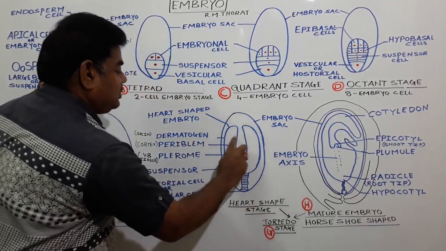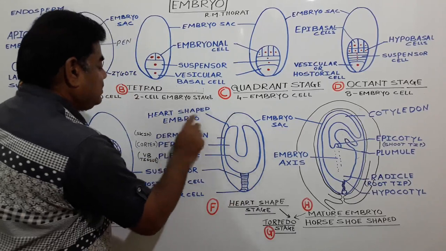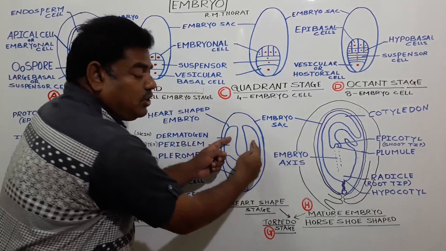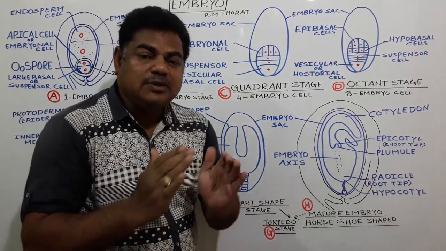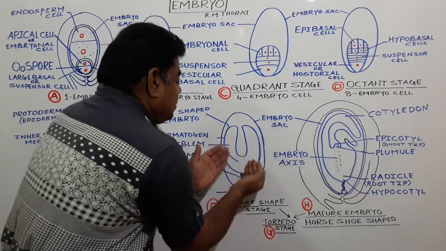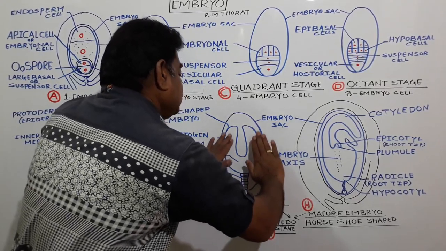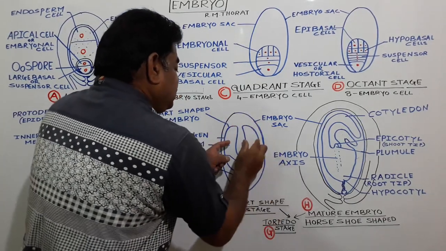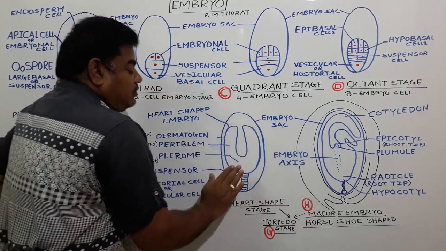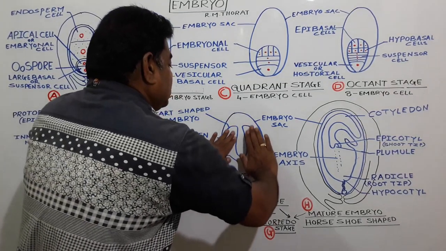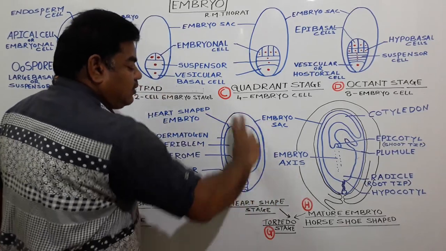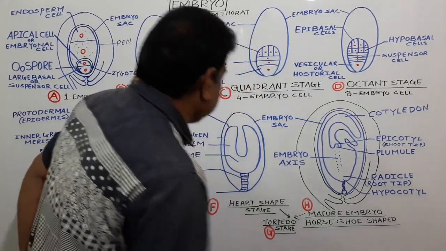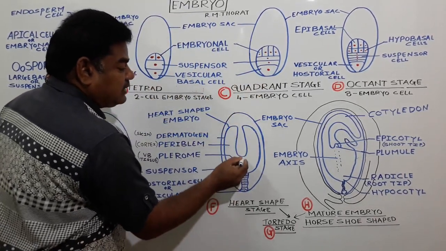There are two portions here. This portion of the heart-shaped embryo, in the next stage, gets transformed into cotyledon, bijapatra. These structures increase continuously by mitotic cell division like this, and this movement we call a torpedo movement. These two structures slowly transform into two big cotyledons. That movement we call torpedo movement, or that stage we call the torpedo stage, which takes place here, and here also.